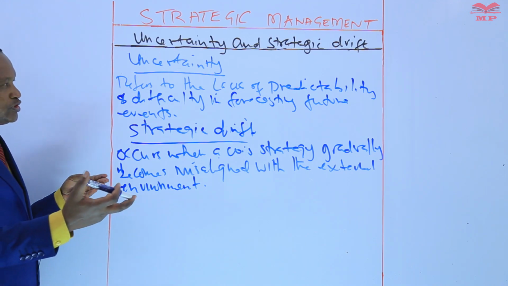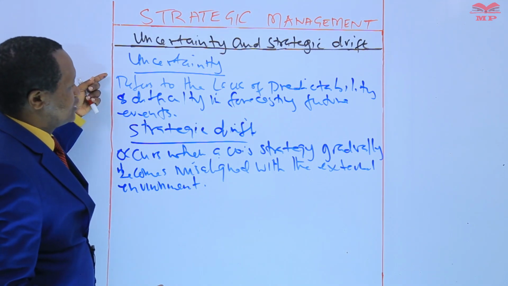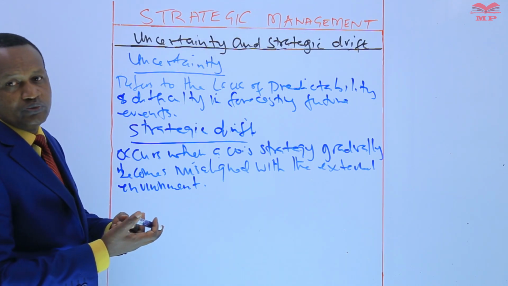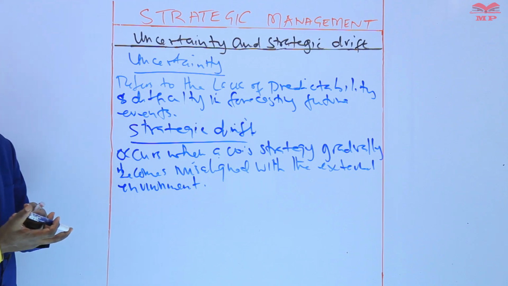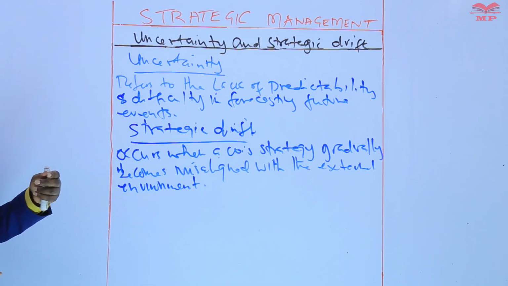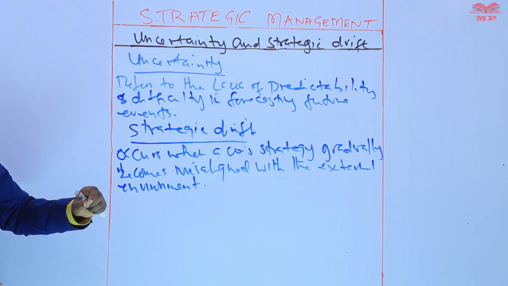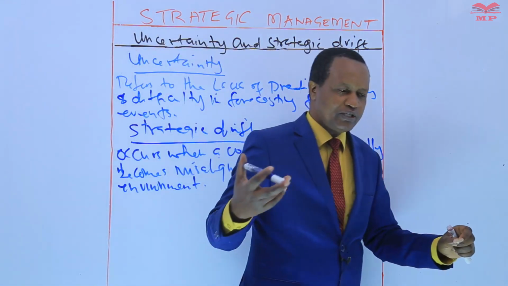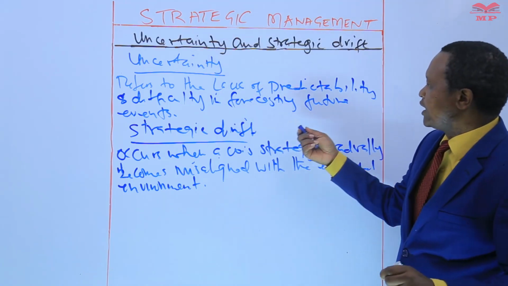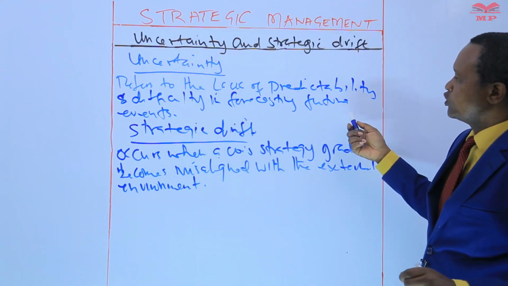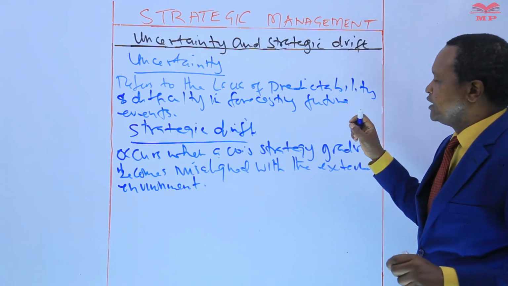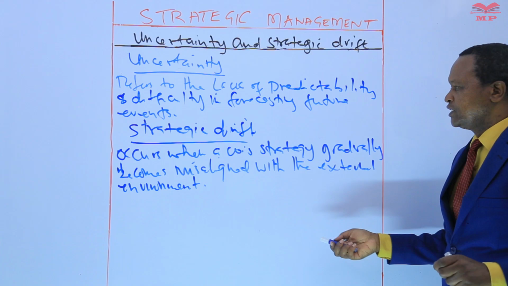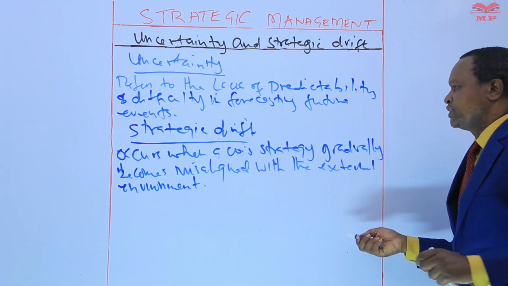And candidates, there is a relationship between uncertainty and strategic drift. There is a close relationship between the two. We've seen that uncertainty can create a breeding ground for strategic drift because the company may not be able to forecast future events. Where future events are not keenly or accurately forecasted, then it leads to strategic drift, which is the misalignment with the external environment.